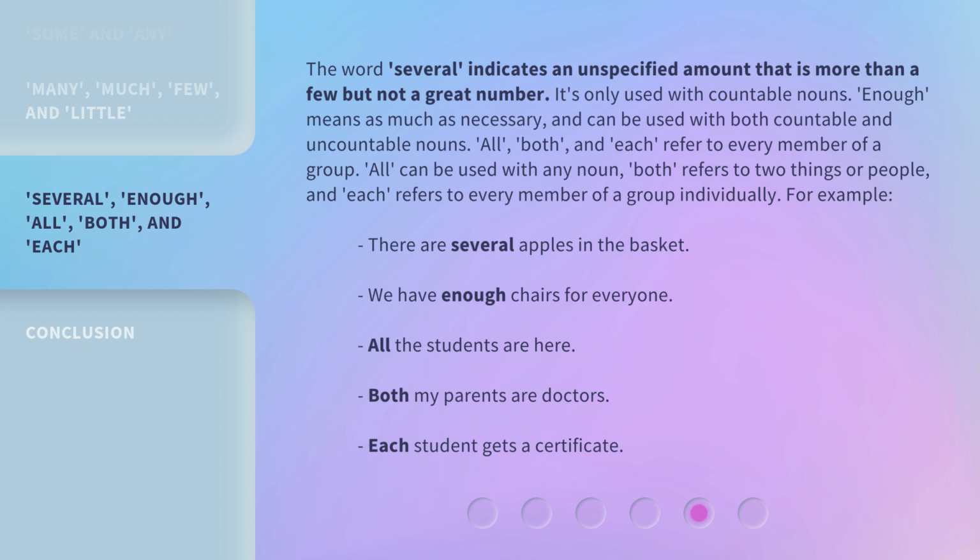All, both, and each refer to every member of a group. All can be used with any noun. Both refers to two things or people, and each refers to every member of a group individually.